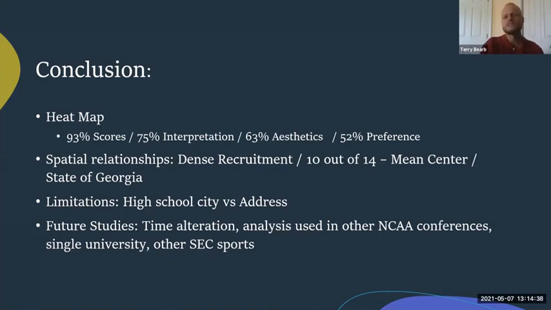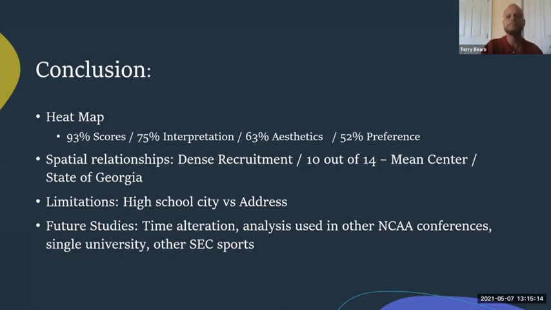In terms of the mean centers again for all the 14 schools, we had 10 out of 14, or just over 71% of those recruiting mean centers sit within the bounds of Mississippi, Alabama, and Georgia. So that just goes to show you where that real dense recruitment is really coming from. And then for the state of Georgia, by and large, again, it played the biggest role in the SEC recruitment, with 259 athletes coming out of it. And again, it was the biggest influencer for the other schools when it came to them seeking out-of-state recruits as well.